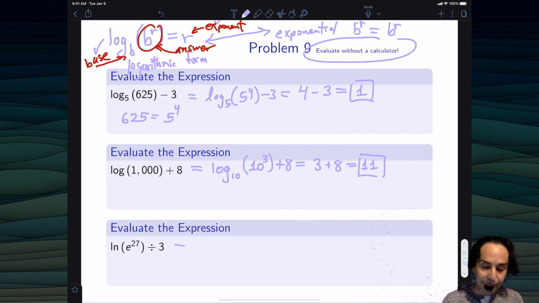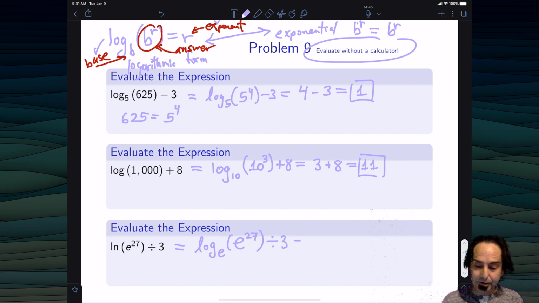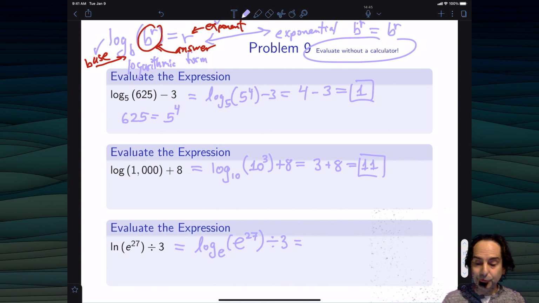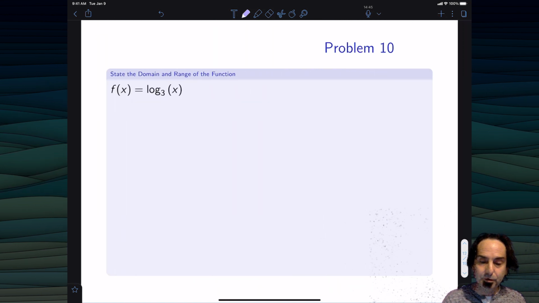And this next one is going to be the same. ln is really log base e, that's the natural log, and there's e to the 27 divided by 3. Well, log base e just says, what's the exponent of e that makes e to the 27? Well, that's just 27. And we'll divide by 3 and get the answer of 9. So there we go. Let's move to this next one.